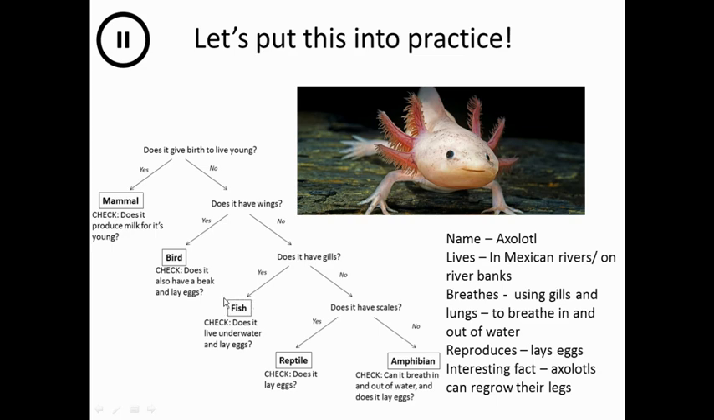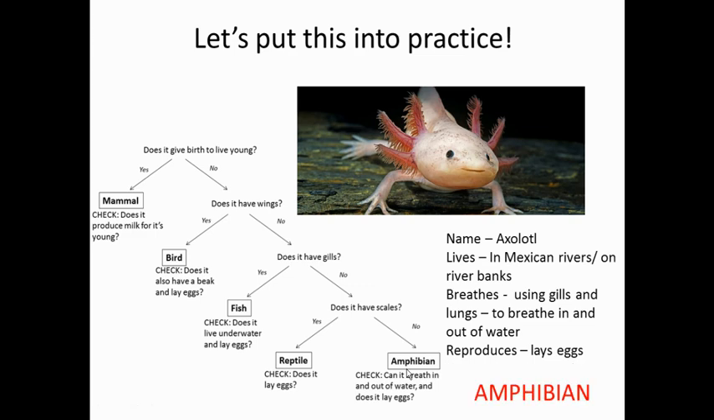So you could say, is it a fish? Well, does it live underwater? Yes. Does it lay eggs? Yes. But it also has lungs as well. So if we say no, does it have scales? No. Amphibian. Can it breathe in and out of water, and does it lay eggs? Well, this animal can breathe in and out of water, and it lives both in and out of water, and it does lay eggs. So an axolotl is actually an amphibian. That's quite a tough one because if you'd gotten to here, you may have just automatically assumed it's a fish.